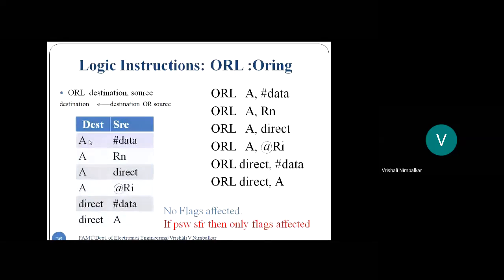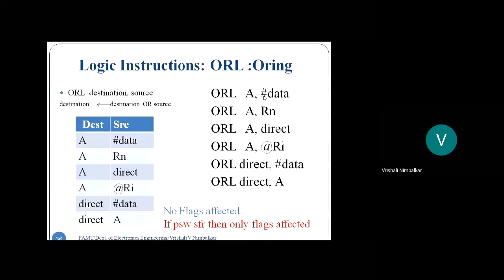So what are the formats? The 4 formats where accumulator is the destination. One number should be in accumulator, the other number given in the instruction, or let the other number be in register RN, or let the numbers be in memory, direct address, indirect address. So the first 4 examples have accumulator as the destination, and the last 2 examples have direct memory as the destination. Right? So same format as ANDing.